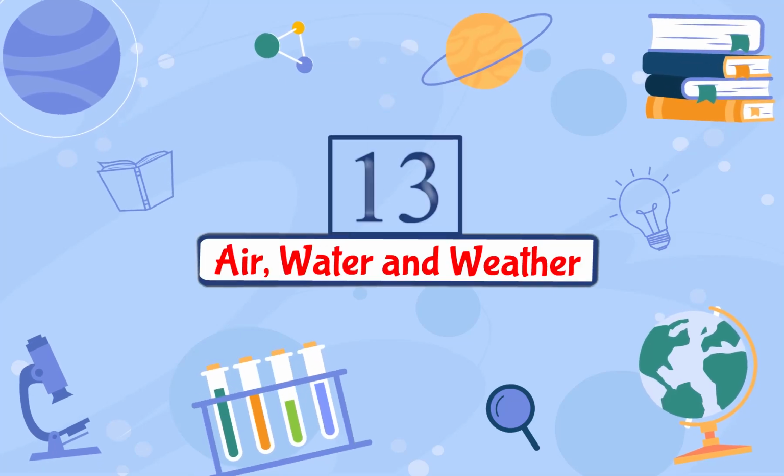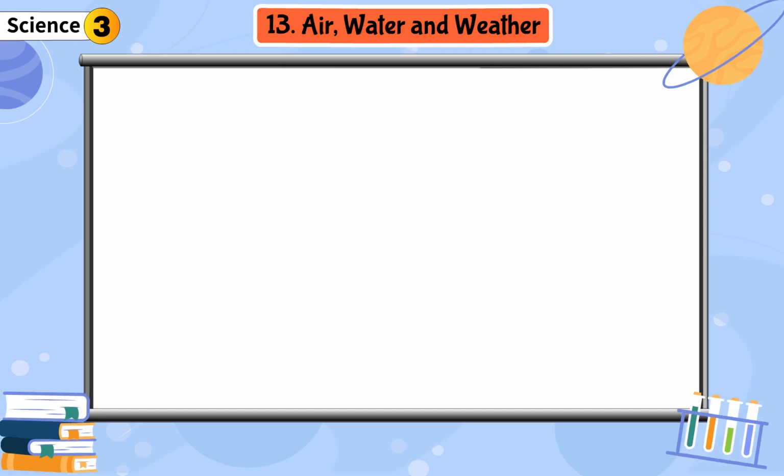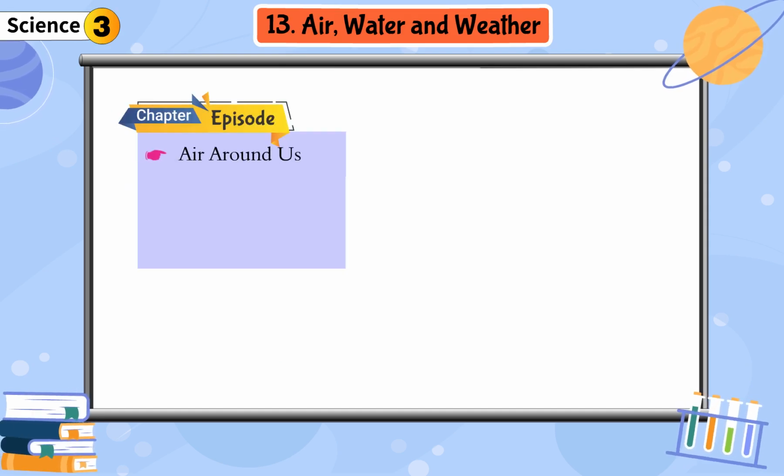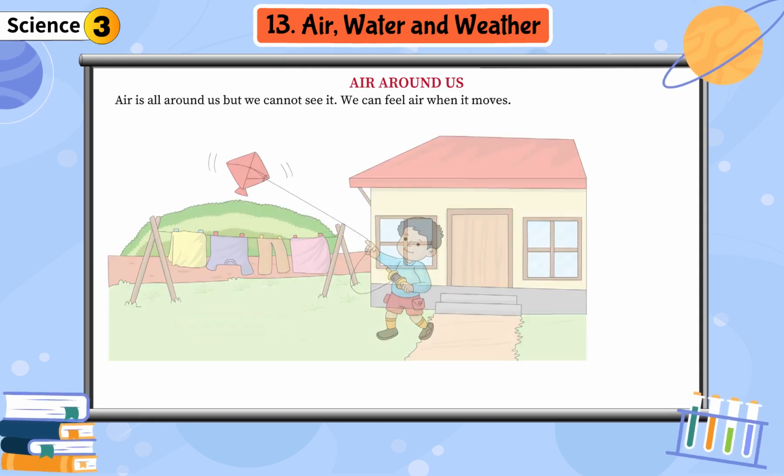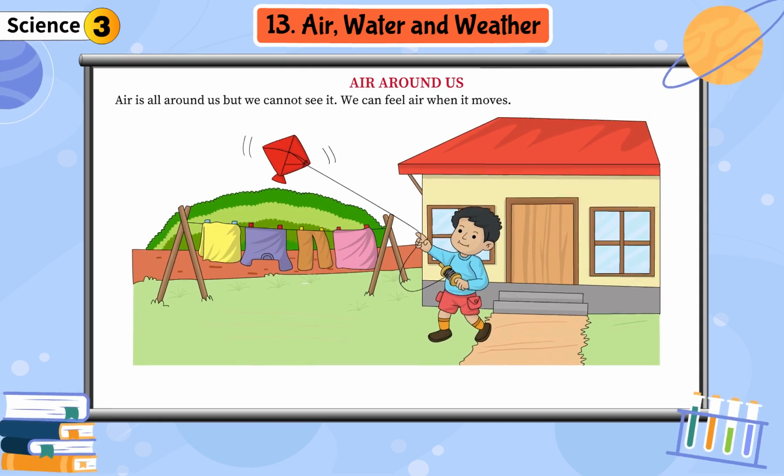Chapter 13: Air, Water and Weather. Air around us. Water. The water cycle. Weather. Air around us. Air is all around us but we cannot see it.